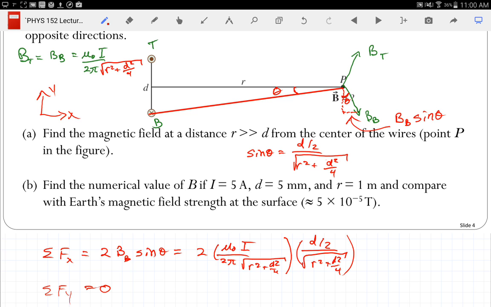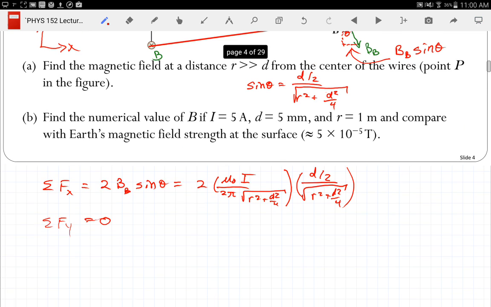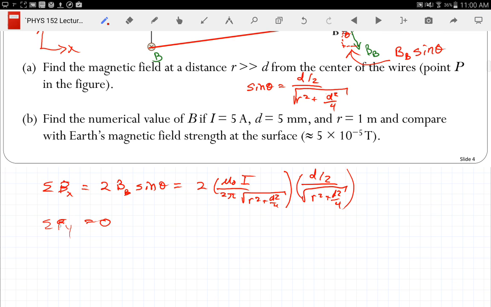So I didn't even worry about finding what cosine theta is because I know it's going to be the same, just one up and one down. So our answer, whoops, I put F instead of B again. These are all just B's, magnetic fields. Our answer is the sum of the magnetic fields in the x direction is equal to B total, which is equal to, notice this 2 and that 2 will just cancel. And since I have these two square roots multiplied together, there's my magnetic field.